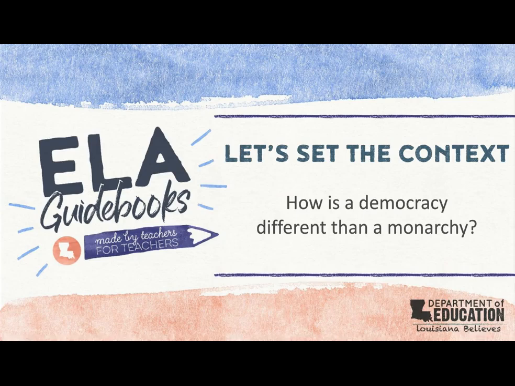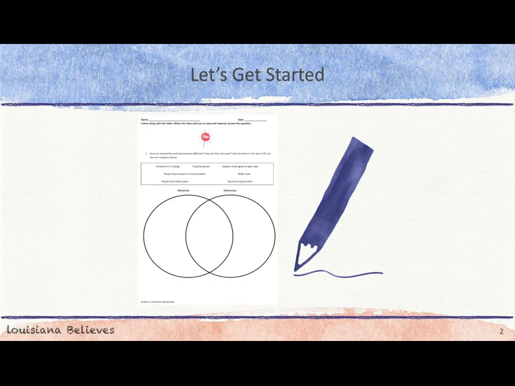Hi, you are engaging in the ELA Guidebooks Unit, The American Revolution. The purpose of this video is to learn about different forms of government and why the American colonists fought a war to change their government from a monarchy ruled by a king to a democracy governed by the people. Be sure to have your handout available and something to write with for the video.